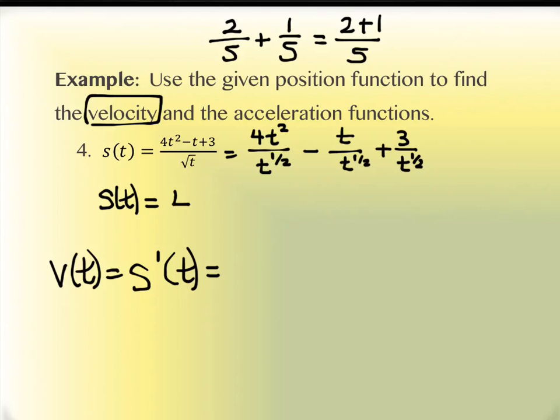So on the first one, the 4 is going to remain, and I'm going to take t squared over t to the 1/2, and I subtract the exponents. I do 2 minus 1/2. What is 2 minus 1/2? 1.5, or we're going to write it as 3/2 in fractional form. If you write it as 1.5, it's not going to hurt anything. That'd be okay too.